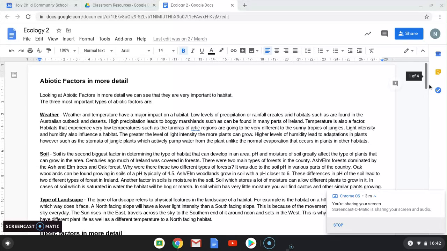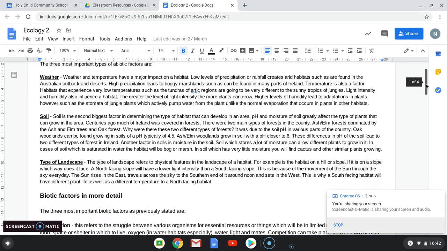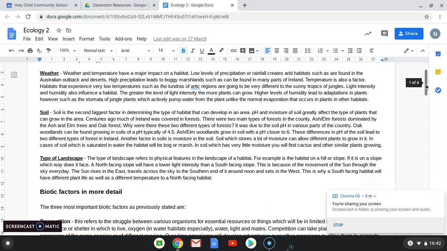So the next of our three major non-living or abiotic factors is soil or soil type. Now, this is actually one of the biggest factors in determining the type of habitat that can develop in an area. If you have very dry soil that cannot retain water well, it's going to be a very dry, arid landscape. If you have softer soil that can store lots of water, if there's the correct levels of rainfall, you're more likely to get boggy or marshy land. If you have lots of rainfall but a dry soil type, you still have dry soil and a dry habitat.